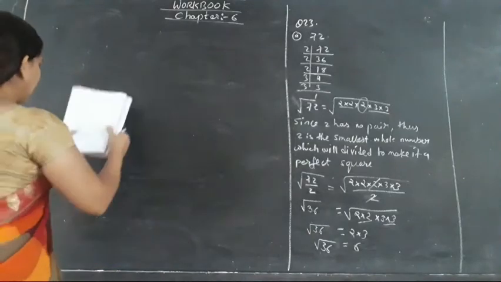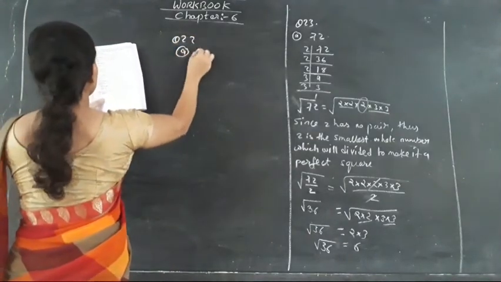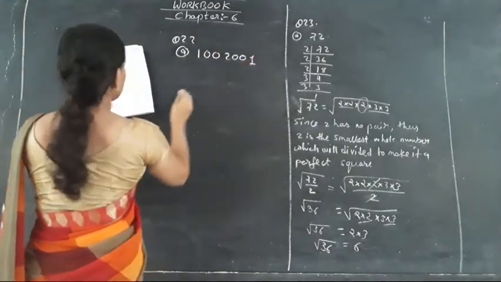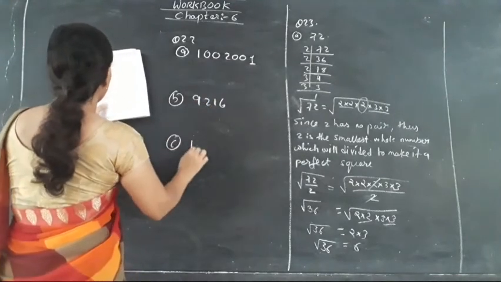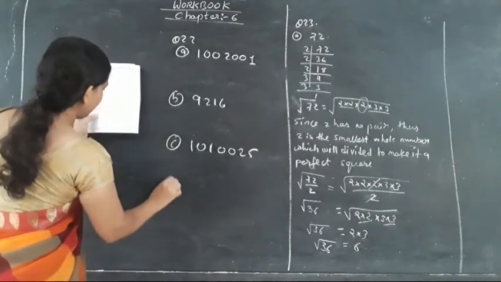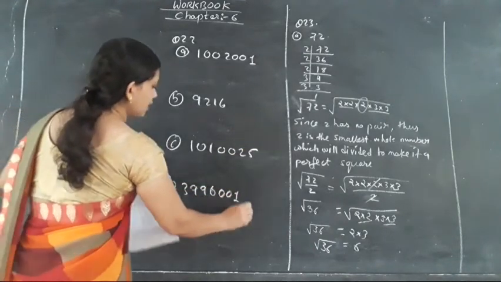Look, how many numbers are there in question number 22? We have the first number 10201. In the B part 9216, in the C part 1010025, and in the D part we have 3996001. This is the numbers we have.